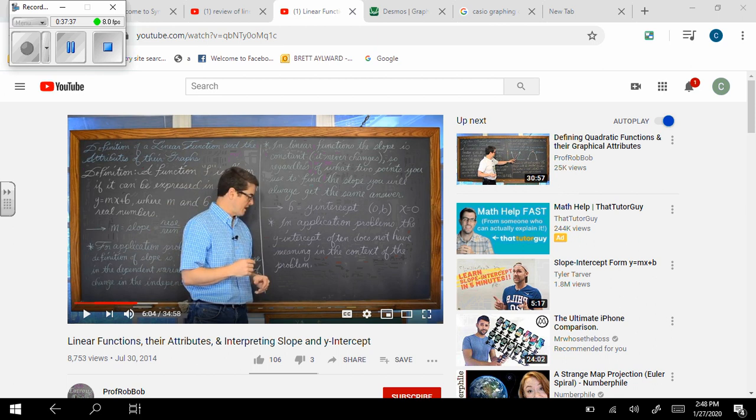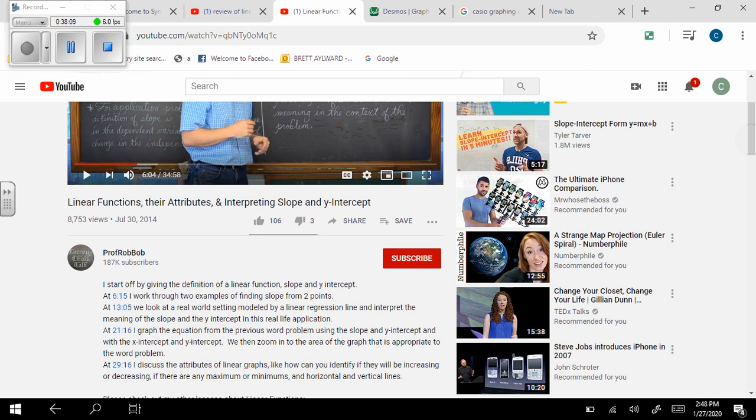All right, sorry about that break there. We were right in the middle of trying to describe to you where you would need to go in order to get more background on linear functions, okay? So Mr. Taru here, you can see his username down here is Prof. Rob Bob. And I would write down linear functions, their attributes, and interpreting slope and y-intercept, Prof. Rob Bob. Okay?